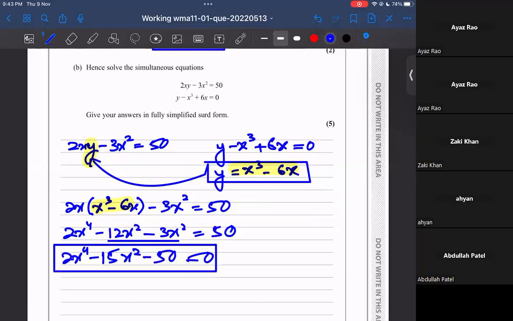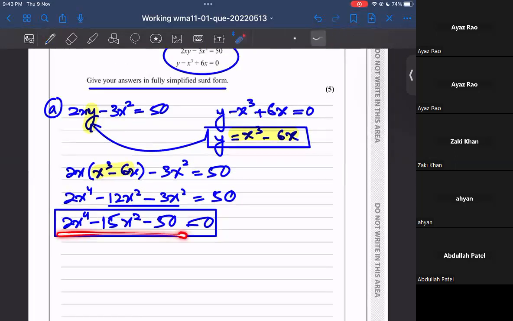Okay, now they are saying hence solve the equation simultaneously. This is what we were doing. हम इन दोनों इक्वेशन को हमने जब सब्स्टिट्यूशन करी तो ये साइमल्टेनियस इक्वेशन का पहला स्टेप ही होता है. Giving answers in fully simplified surd form. So basically they want the value of x and the value of y in this surd form. So what I'm going to do, I'm going to break the middle term here. I'm going to use this equation.